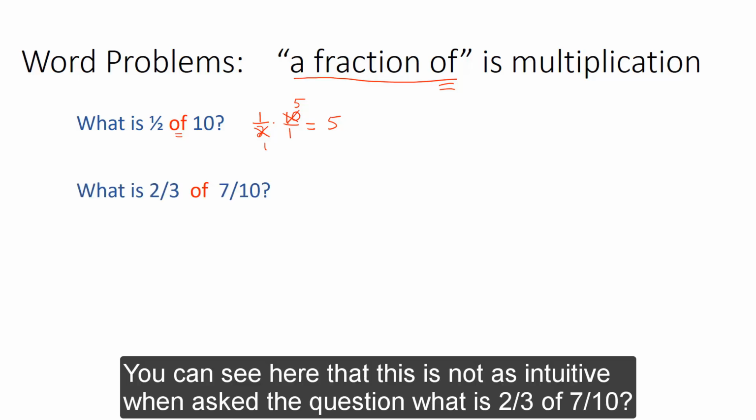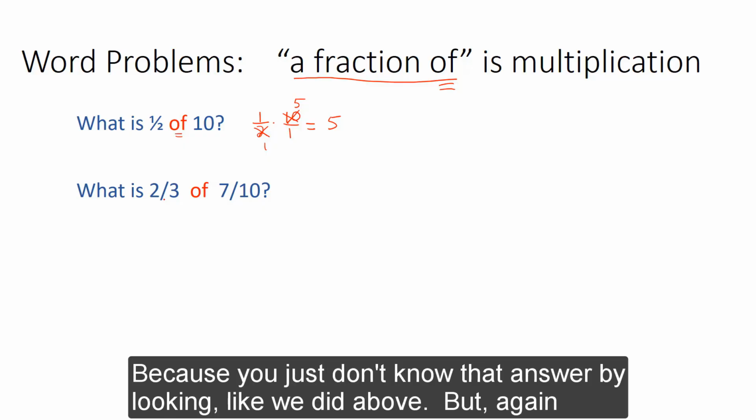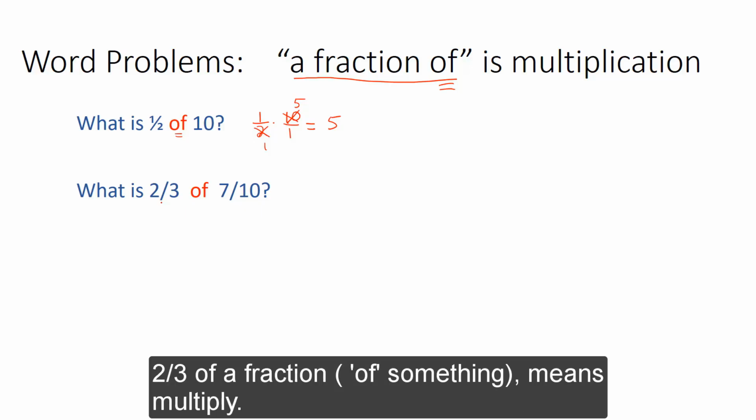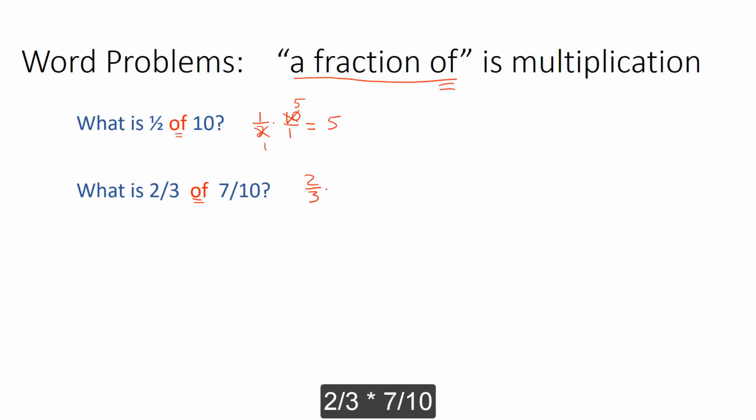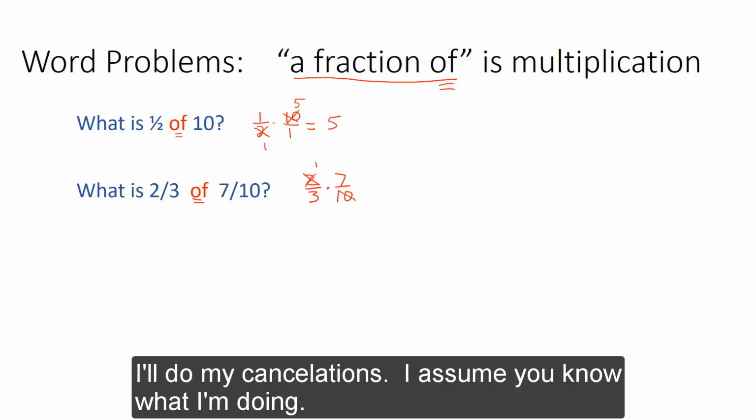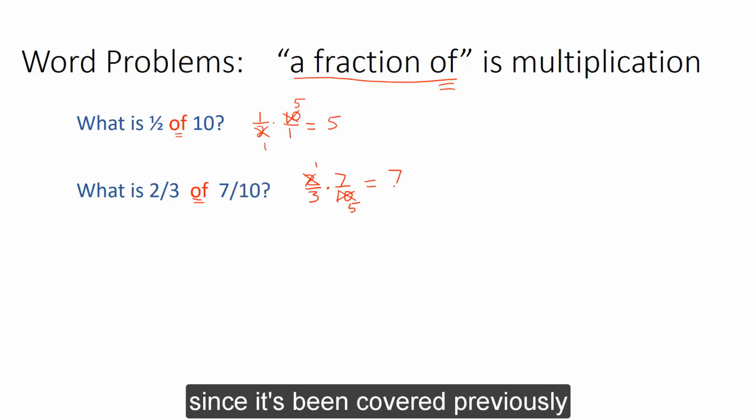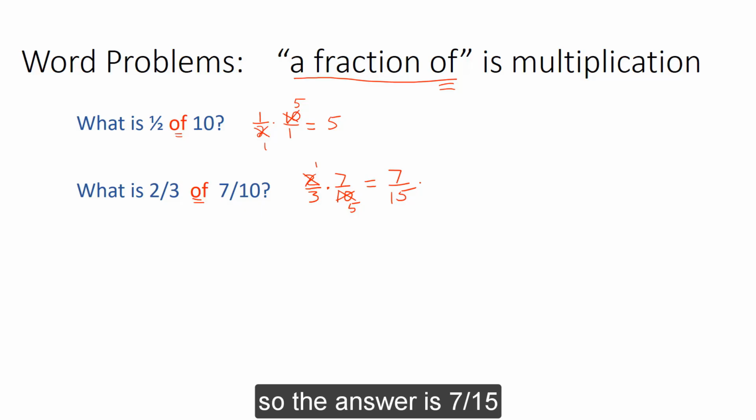You can see here that this is not as intuitive when asked the question, what is 2/3 of 7/10? You just don't know that answer by looking like we did above. But again, 2/3 of a fraction of something means multiply them. 2/3 times 7/10. I'll do my cancellations. I assume you know what I'm doing, since it's been covered previously. And so the answer would be 7/15.